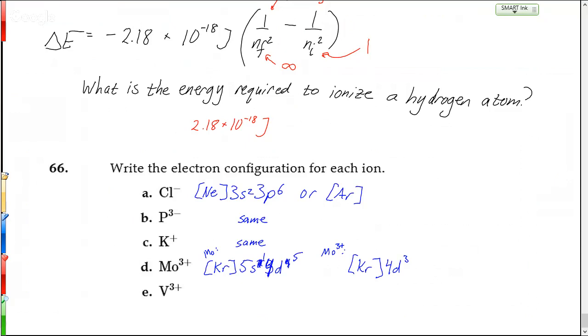Yeah. I just don't quite understand why it goes 5s1, 4d5. Oh, at that position in the periodic table, 6B or 6, whatever you want to call that, instead of having 5s2, 4d4 or 4s2, 3d4, one of the electrons stays in the d rather than being bumped up to the s so that it can have a half full shell.